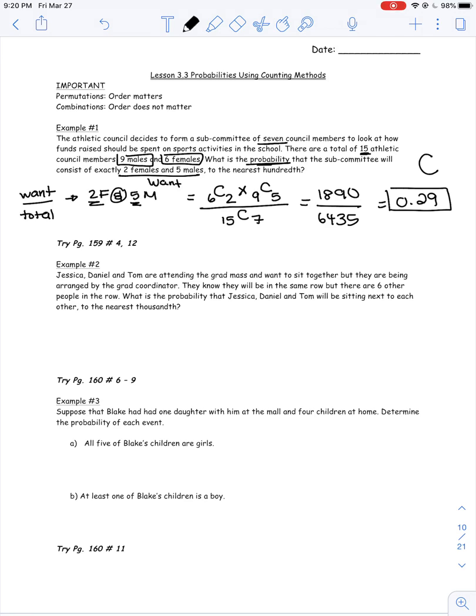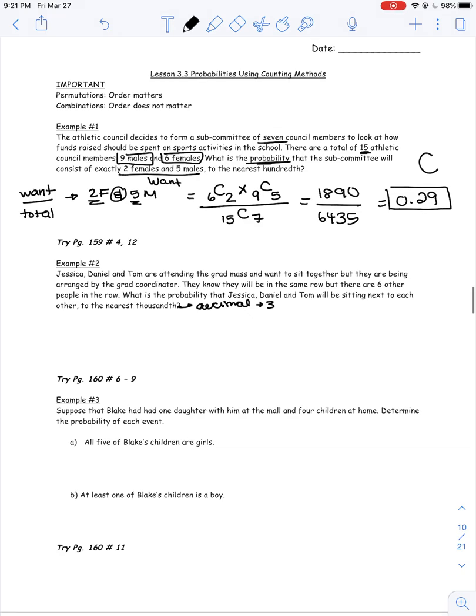Example number 2. Jessica, Daniel, and Tom are attending the grad mass and want to sit together, but they are being arranged by the grad coordinator. They know they will be in the same row, but there are 6 other people in the row. What is the probability that Jessica, Daniel, and Tom will be sitting next to each other to the nearest thousandth? That means you're going to have 3 decimal places. That's what thousandth means.